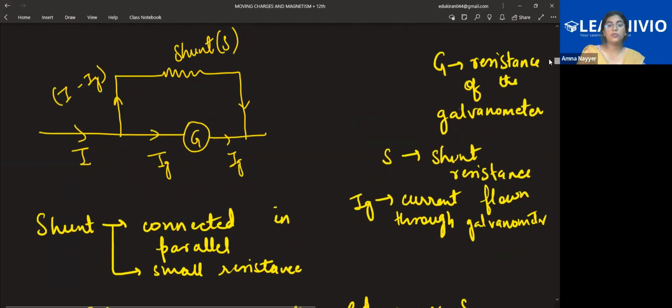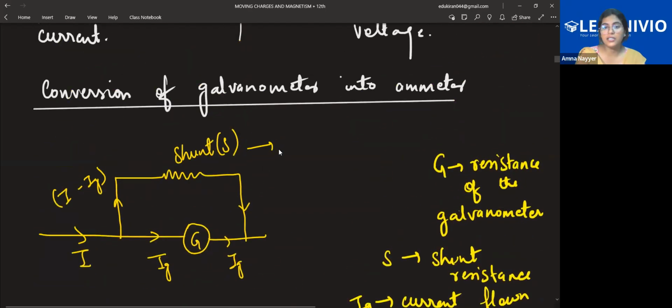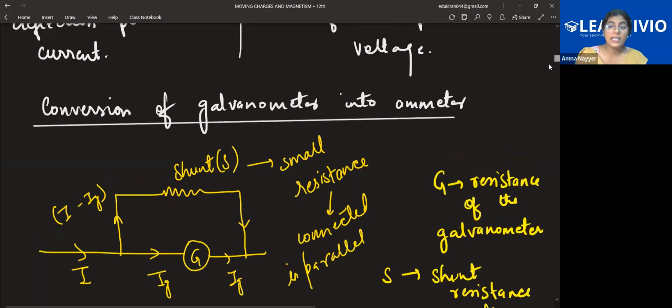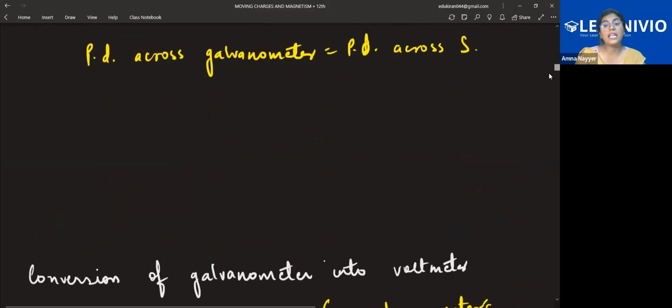One more thing, the value of this shunt is very small. It's a small resistance which is connected in parallel. These are the two conditions. If you remember them, you can easily figure it out. How? Shunt and galvanometer, both the resistors are connected in parallel. Now the entire theory of the parallel concept will come.